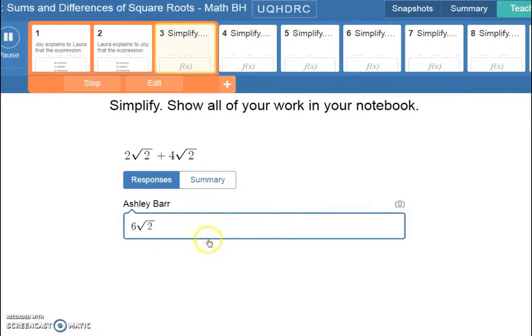So let's look at number 3. The correct answer is 6 radical 2. Remember to use SQRT for your square root. 2 radical 2s and another 4 radical 2s are 6 radical 2. Always remember to check if this expression is simplified on the inside of the radical.